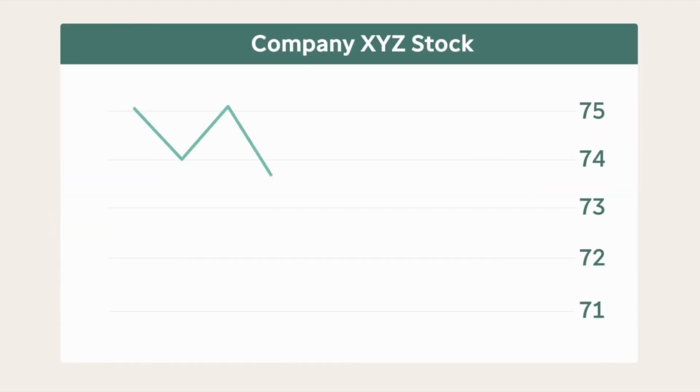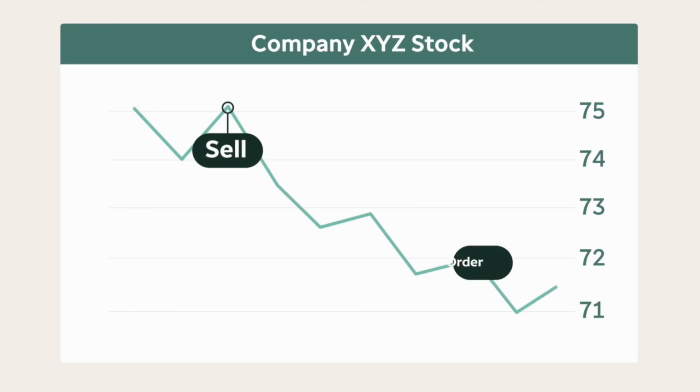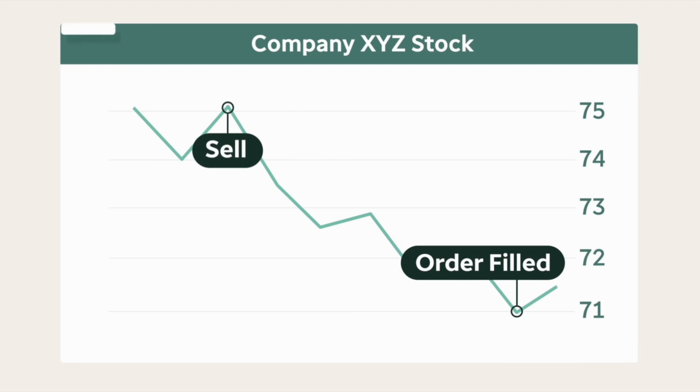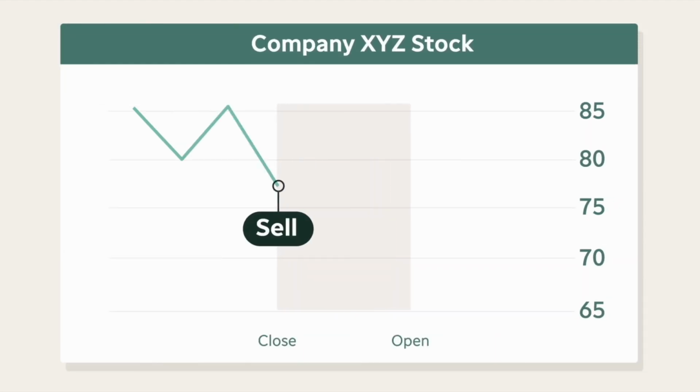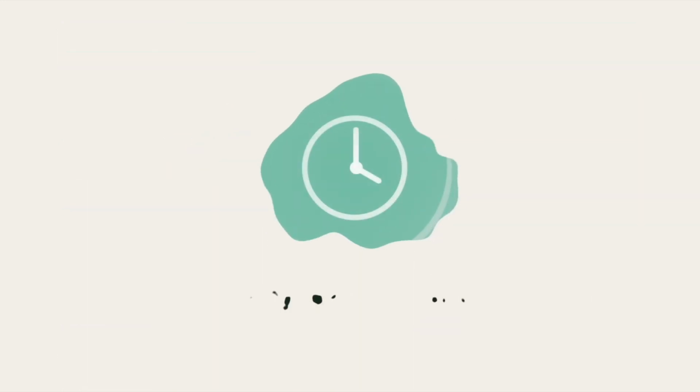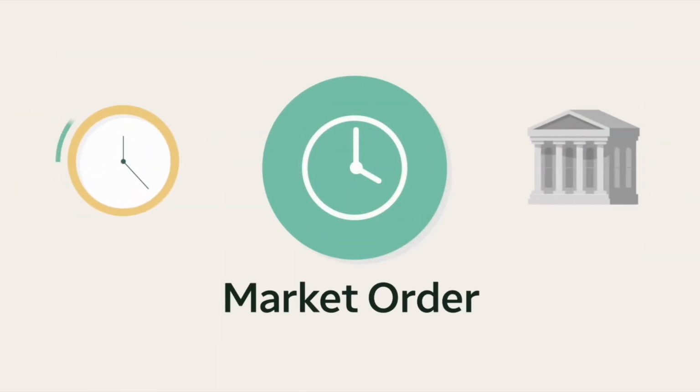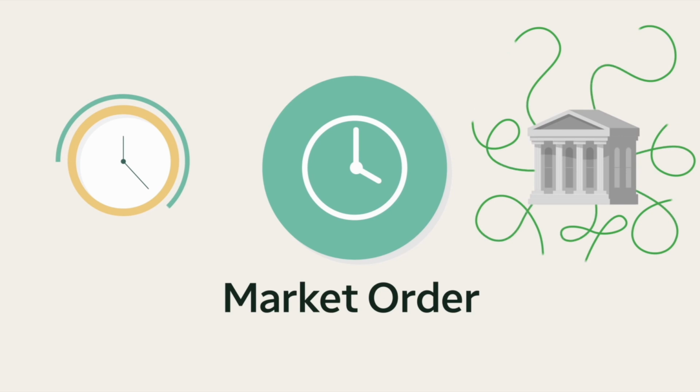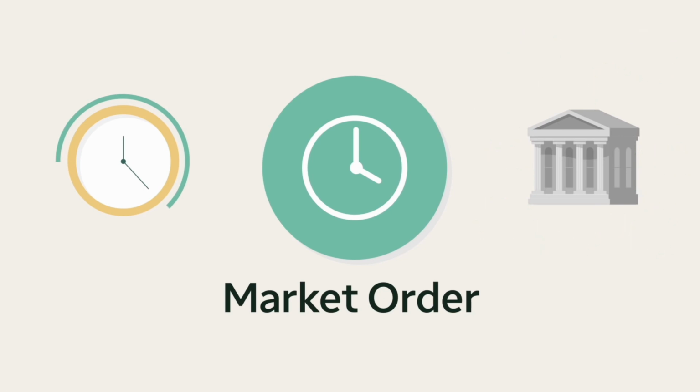For example, say an investor places an order to sell a stock at $75. But if the price is plummeting and other investors are also trying to sell, the price could drop by the time the order is filled. Likewise, if an investor places a market order after hours, the price could be very different when the order is filled at market open. Because of this, investors typically use market orders during trading hours and in highly liquid markets. This increases the chances of getting an order filled closer to the requested price.